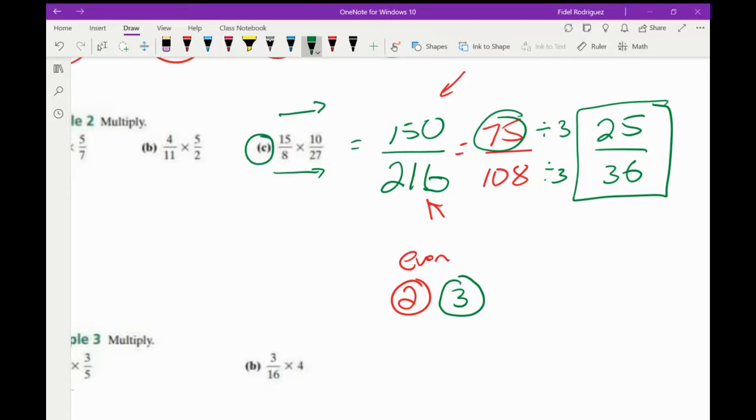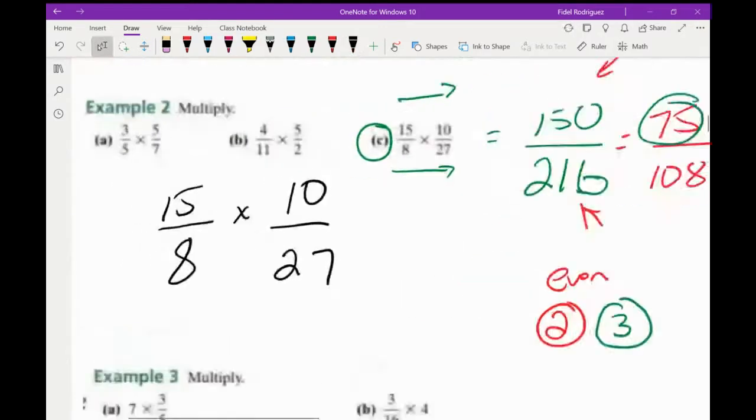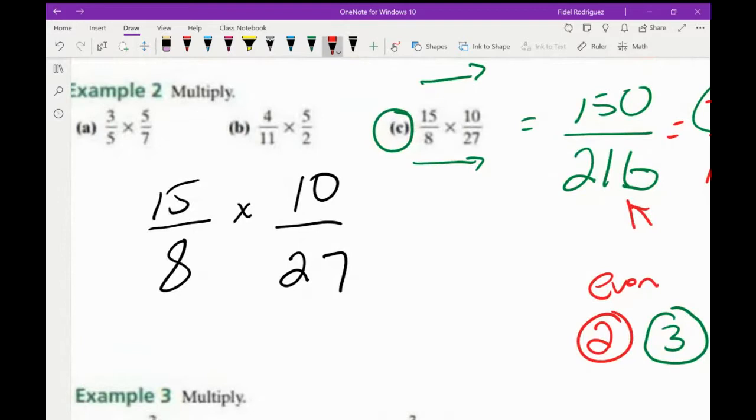So this is one way you can do it, okay? Now, the second way you can do this problem, and this is typically how I do mine. I'm just going to rewrite the problem again. 15 over 8 times 10 over 27, okay? Now, what I'm going to do is look at the numbers that I have on the top. For instance, I'm going to pick the number 15. And then I'm going to do a little stare and compare, and compare it to the numbers on the bottom. I'm going to ask myself, is there a common factor between 15 and 8 or 15 and 27? And you might say, what do you mean by common factor? I'm going to show you right now.